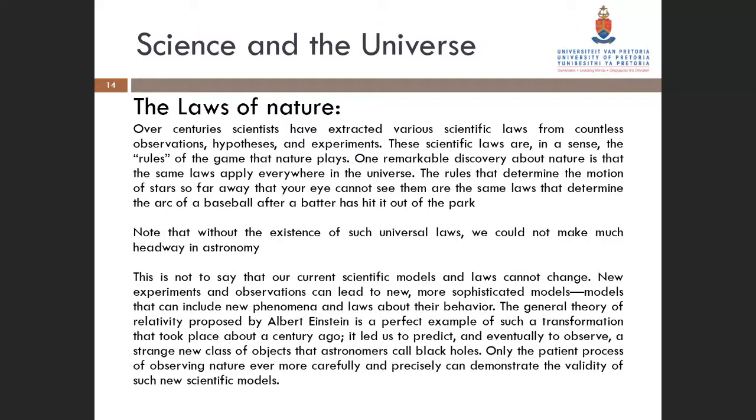This is not to say that our current scientific models and laws cannot change. New experiments and observations can lead to new, more sophisticated models, models that can include new phenomena and laws about their behavior. The general theory of relativity proposed by Albert Einstein is a perfect example of such a transformation that took place about a century ago. It led us to predict and eventually to observe a strange new class of objects that astronomers call black holes. Only the patient process of observing nature ever more carefully and precisely can demonstrate the validity of such new scientific methods.